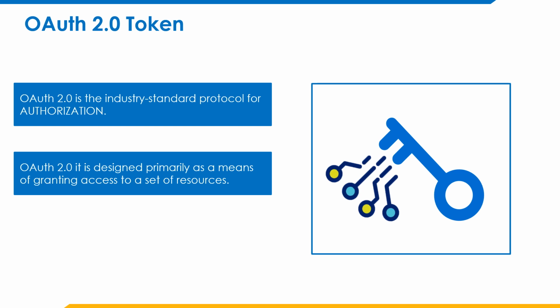OAuth 2.0 is the industry standard protocol for authorization. OAuth 2.0 is designed primarily as a means of granting access to a set of resources. In a simple way, an OAuth 2.0 access token is a string that the OAuth client uses to make a request to the resource servers. An access token is a piece of data that represents the authorization to access resources on behalf of the end user. It represents the caller's authority. An access token is issued after authentication and authorization. These are short-lived tokens. They provide user-level access used to securely transfer information over the web.